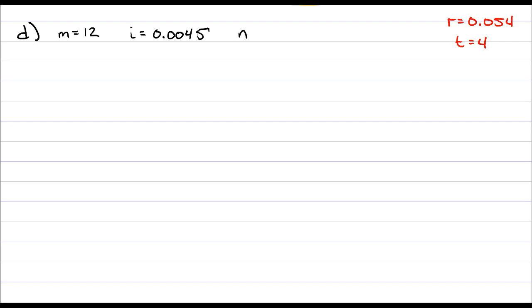So now for N, I need to know the number of months total. In 4 years, you have 48 months. 4 times 12, 48. Okay. So the accumulated value is my initial principal of 750 times 1.0045 raised to 48, and this gives me $930.38.